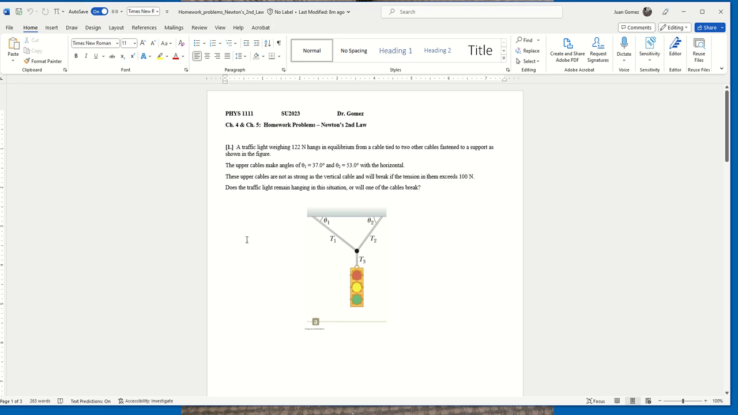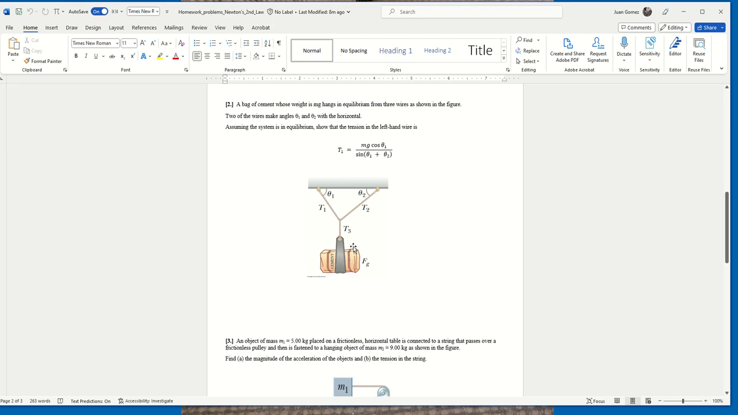Now in this case there are 2 objects involved in this problem. One object is the traffic light. The other object is, see this black dot? That's the knot where the 3 cables are connected. So we have to apply Newton's second law to those 2 objects. The first object being the traffic light, the second object being the knot where the 3 cables are connected. And that's very standard. Again, when you do the cement bag problem, what are the 2 objects in equilibrium? Well, one object is the cement bag itself, and the other object is a knot where the 3 ropes are connected, right there.